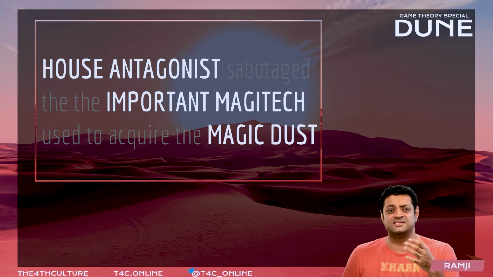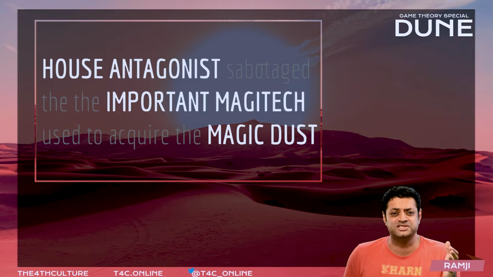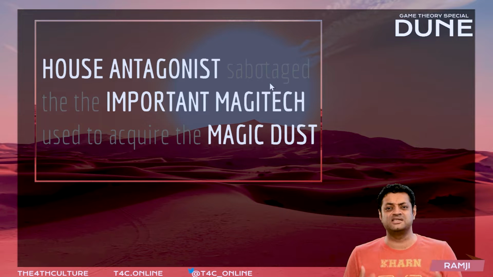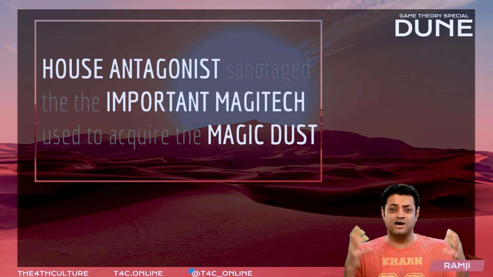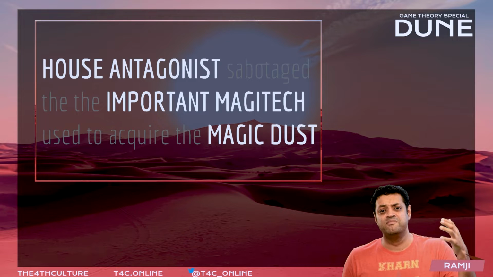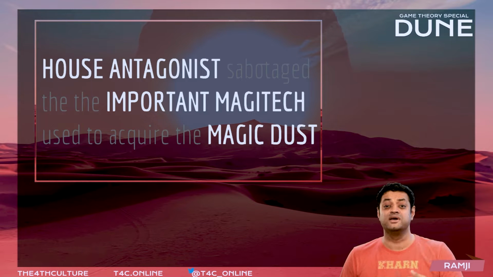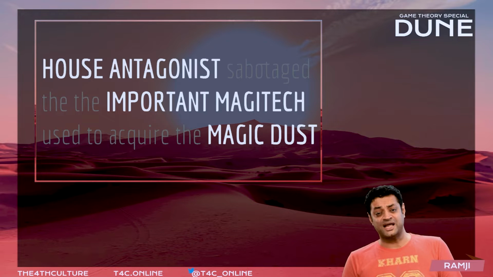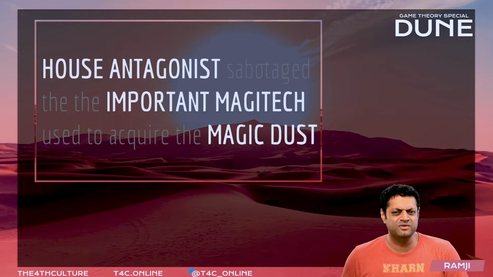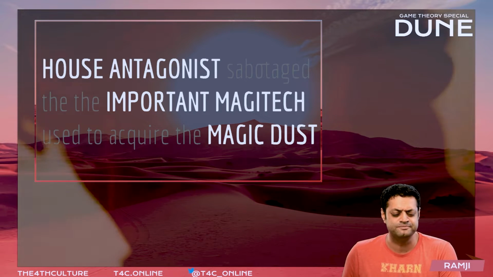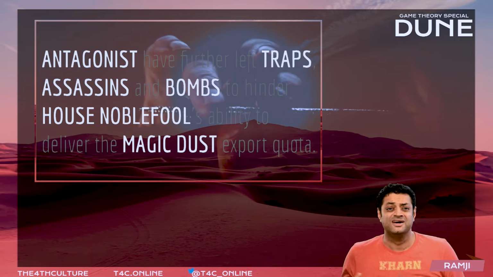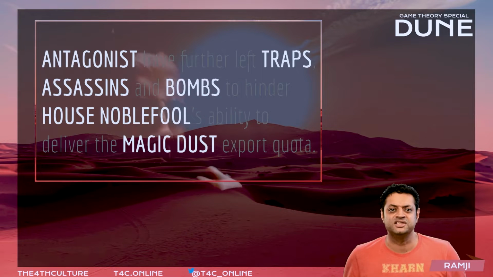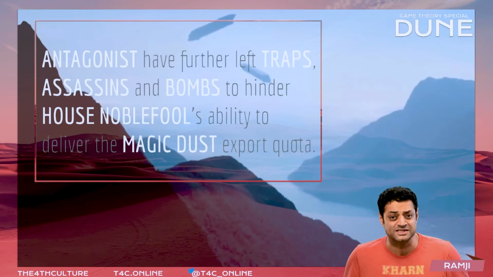Not only that, but House Antagonist has sabotaged the important magitech stuff that's used to acquire the magic dust. So, you know, however the magic dust is extracted, those tools have already been buggered up as the thing that you're doing when you show up as House Noble-Fool. Well, guess what? I'm sorry, Noble-Fool, but that stuff's not working very reliably. And haven't you got a quota to meet in 2 weeks' time? House Antagonists have further left traps, assassins and bombs to hinder House Noble-Fool's ability to deliver the magic dust export quota, and everyone's getting pretty stressed about it.